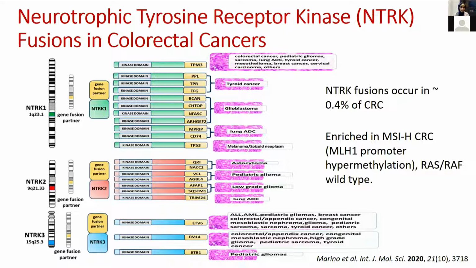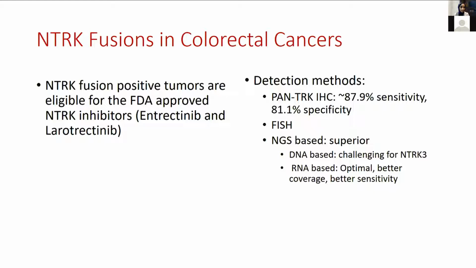This is enriched in MSI high colorectal cancer, especially MLH1 promoter methylation, and also associated with RAF wild type. So currently, as I've mentioned, there are FDA-approved therapies targeting NTRK fusions. These are entrectinib and larotrectinib, and detection methods that are recommended for detection of fusion include IHC, FISH, and NGS-based assays.